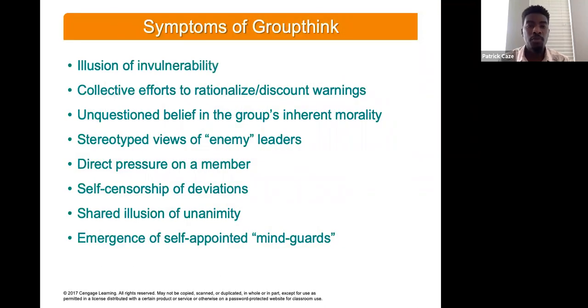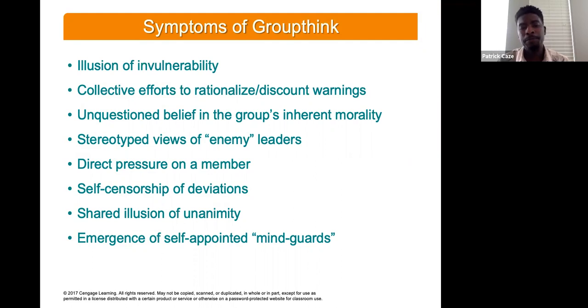Some of the symptoms of groupthink, right? Illusion of invulnerability. Basically, you think you're indestructible, or you think that nothing can happen, and that the decision, because it was agreed upon by the group, can't be wrong, right? Which is not the case at all.